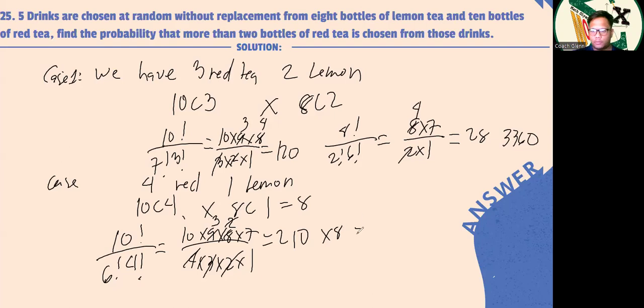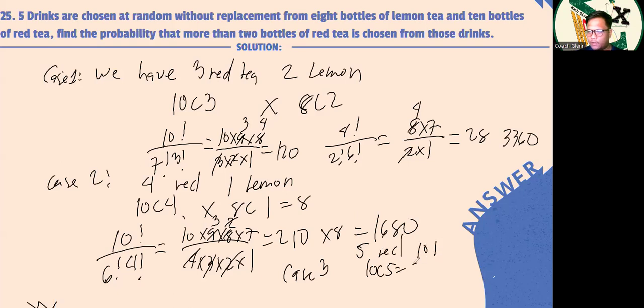That's equal to 1,680. And then finally, case 3. So that's going to be all 5 red tea. So that's just 10 choose 5. So that's 10 factorial over 5 factorial, 5 factorial.